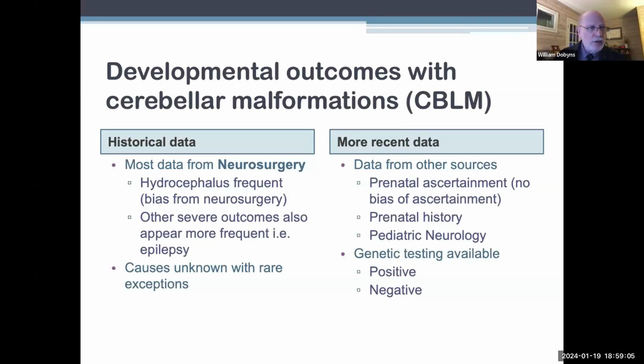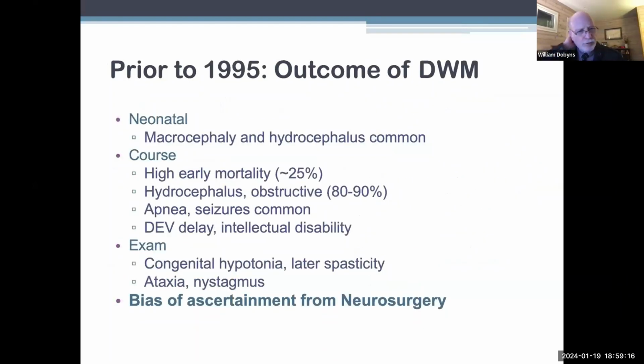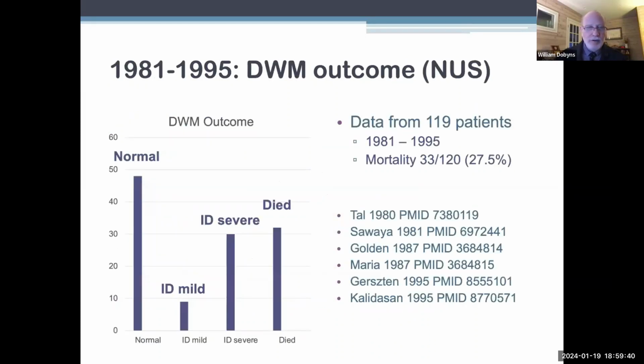More recent data includes referrals and series from other sources, from genetics and neurology, and especially from fetal medicine. But here is the data from neurosurgery. The features of children with Dandy-Walker reported in the 80s and 90s and before were large head size and hydrocephalus being very common, high early mortality of about 25%, obstructive hydrocephalus in 80 to 90%, that's neurosurgery, apnea, intellectual disability, and other problems. Here is the data from 6 series from 1980 through 1995.